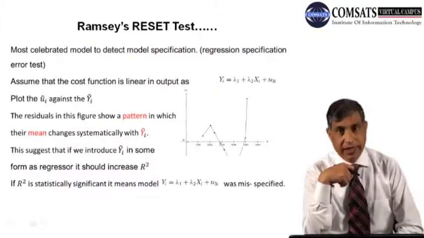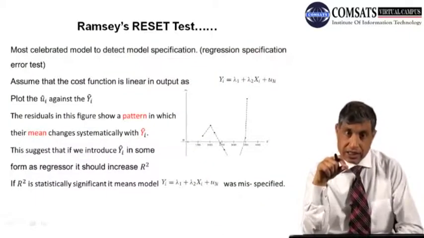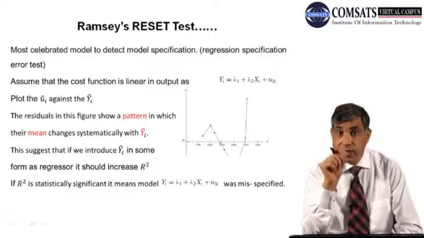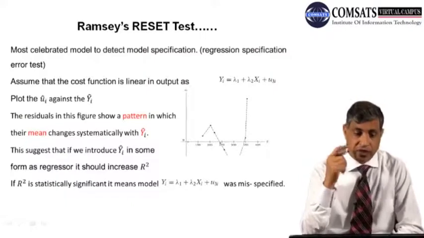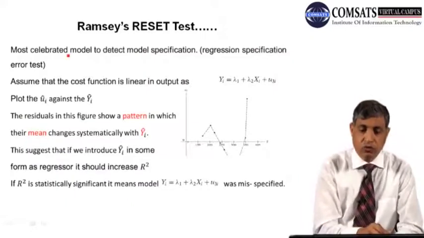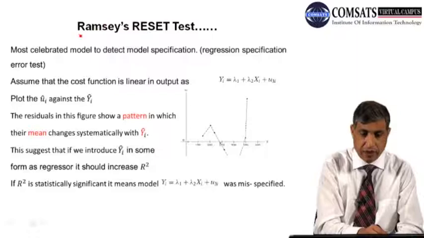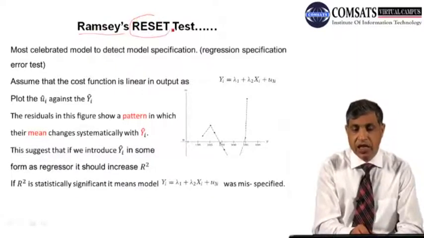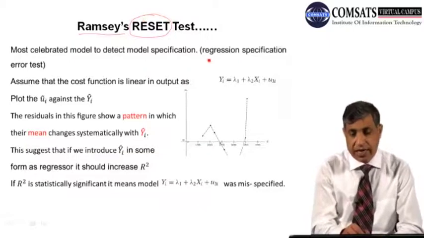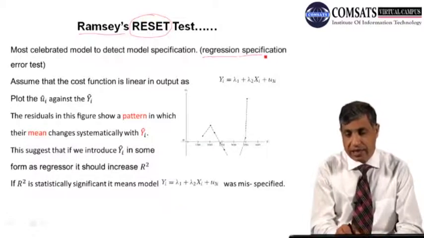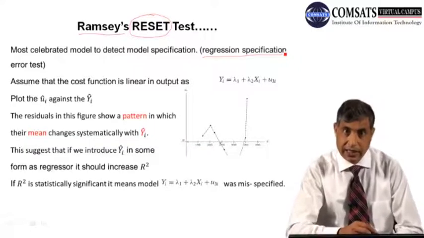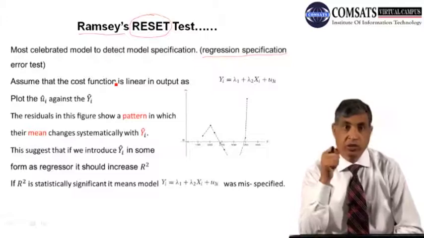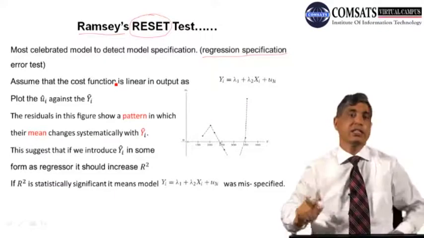The most celebrated test. This is very interesting and very critical for you, because many people test this first. What is the name of this test? This is Ramsey, the person who formulated this test. And this is RESET. RESET is the abbreviation: RE for regression, S for specification, E for error, and T for test. So this is generally called the Ramsey RESET test.